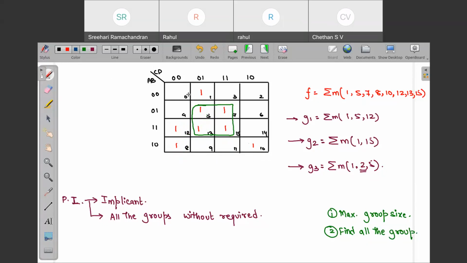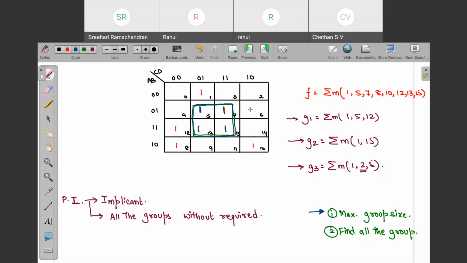Why didn't you consider two groups of ones like this, one group like this and another group like this? See, first of all, I told you: maximize the group size. These 4 ones can make a group of 4. So first you need to maximize the group size, then search for all the groups that are smaller than this. The maximum group size you can have over here is 4.